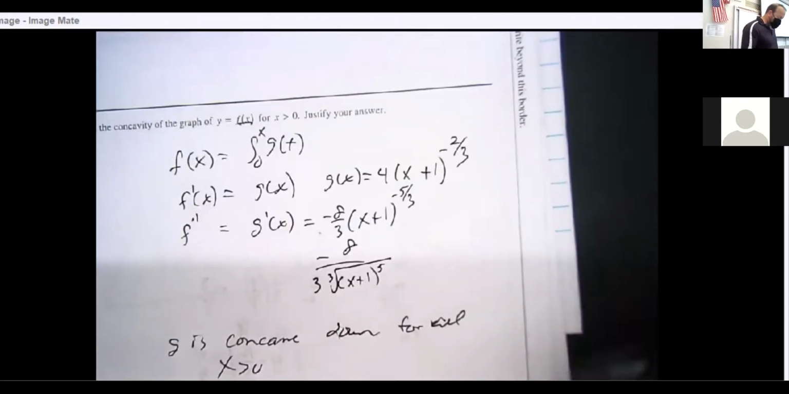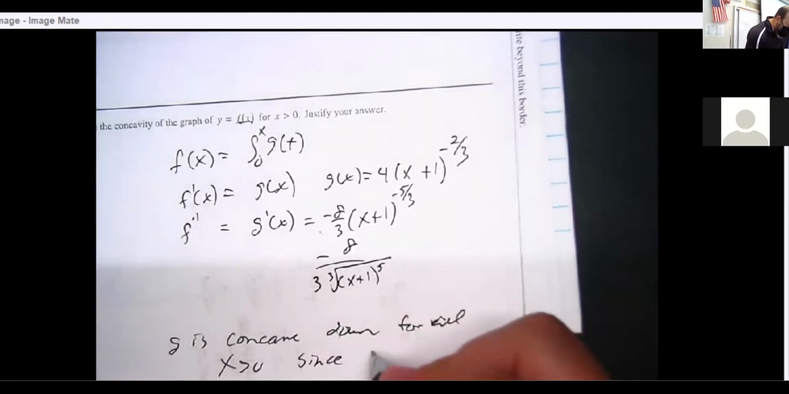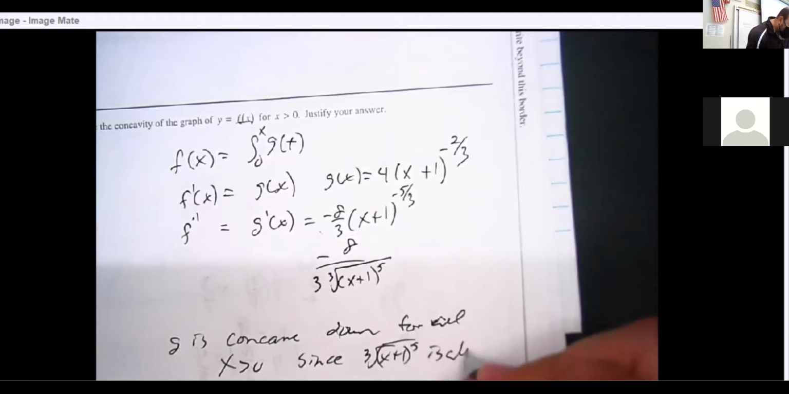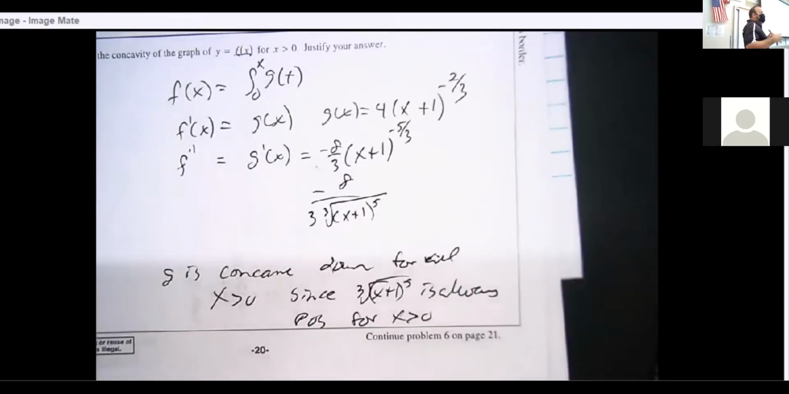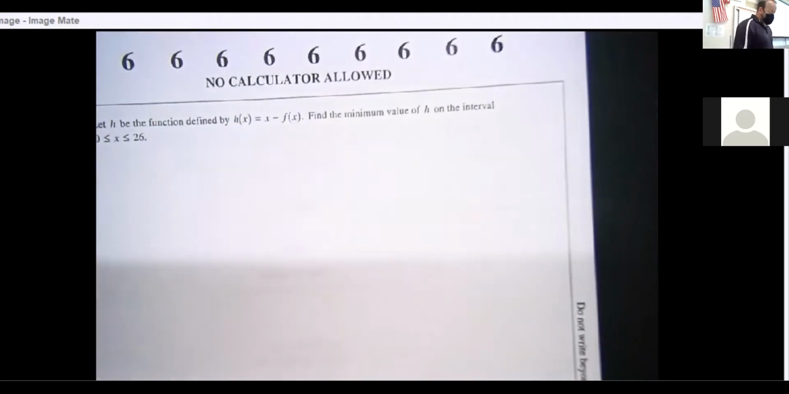And it says justify your answer, since I guess I could say the cube root of x plus 1 to the 5th is always positive for x greater than 0. So I might make a little statement that I recognize that that part is positive, but that other part was negative. And I believe this is the last question. And they did it again. By the way, if you didn't catch this before, I'm hoping you're catching it now.